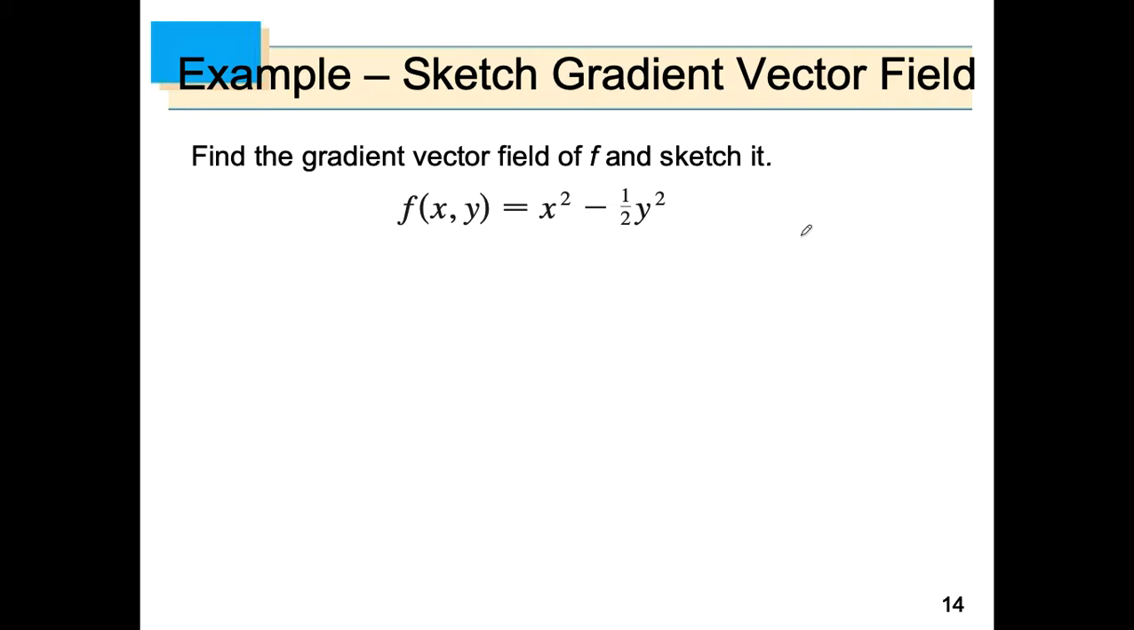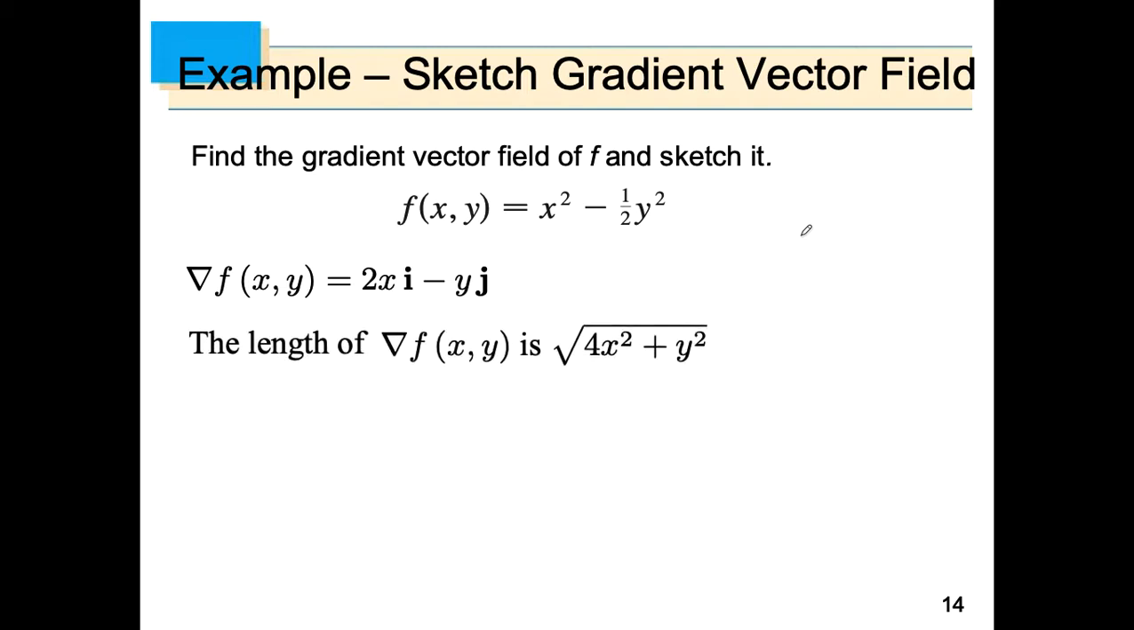The gradient is the easiest part. Take the partial with respect to x for the first component, take the partial with respect to y for the second component, and we end up with 2x i minus y j. I don't think there is any objection there. Also, very important, not only do we need to sketch each vector, we need to sketch each vector to match a specific magnitude. So the magnitude of each vector in this particular case is going to be the square root of 4x squared plus y squared. I don't think there's any objection there either.